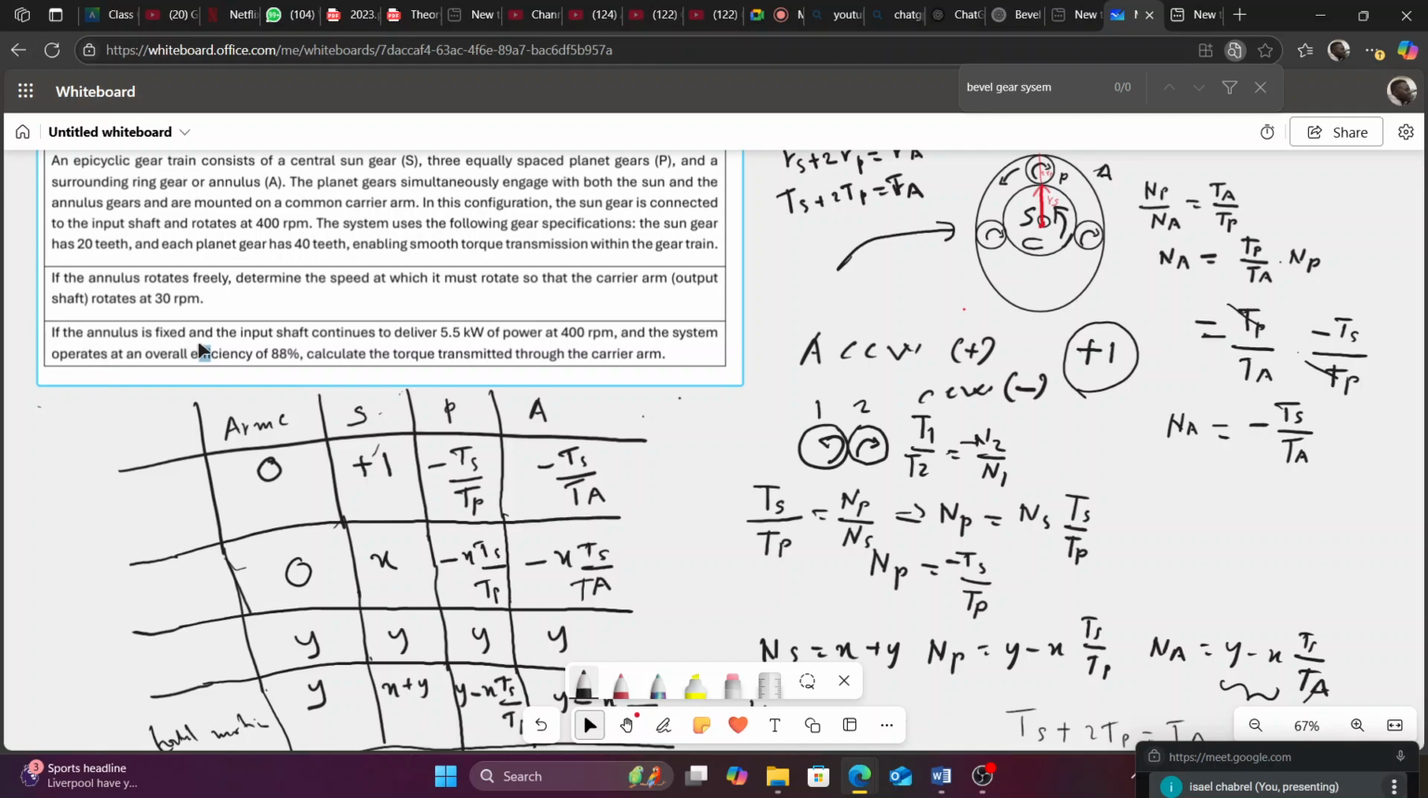If the annulus is fixed and the input shaft delivers this much of the power at 400, and the system has overall efficiency of this, calculate the torque transmitted through the carrier arm. Okay, guys, first of all, when they say the annulus is fixed, what comes to your mind?